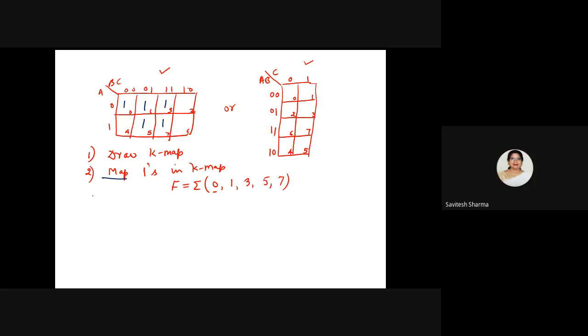Ma'am, 6 is not mentioned here after 5. See, this numbering: 4, 5, 7, 6. This is the numbering you have to use. I am not making a mistake, please. Don't think that madam forgot and wrote it wrongly. No, this is the method of K-map: you write the cell numbers not in sequence. It is called gray code sequence.